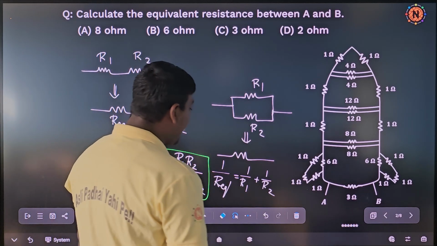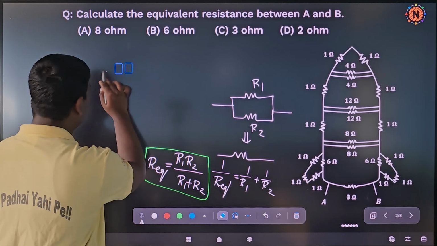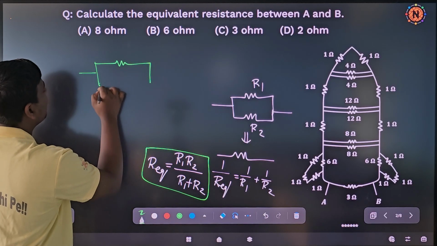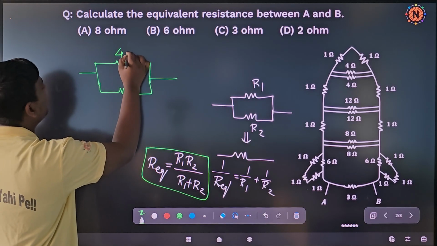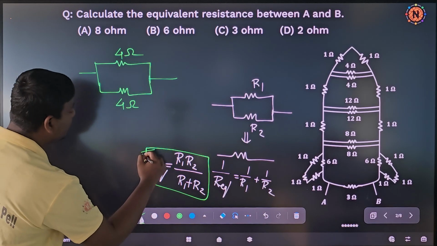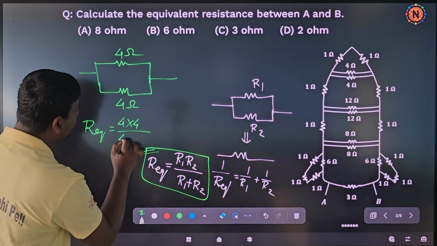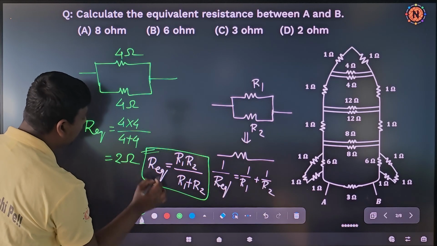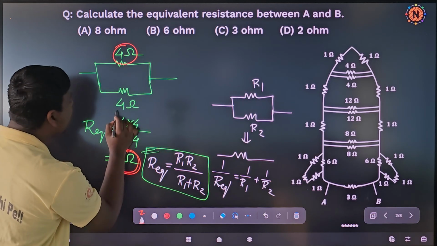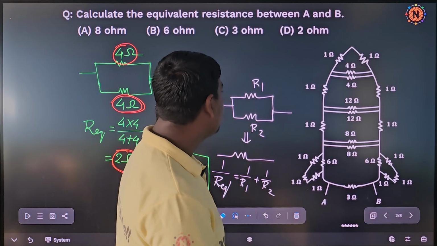Before solving this, let's do another trick. If two equal resistances are in parallel, let's say 4 ohm and 4 ohm, their equivalent resistance can be calculated by product divided by addition, 4 times 4 over 4 plus 4, and that is actually 2 ohm. We can see that the equivalent resistance becomes half of the individual value. If two equal resistances are in parallel, their equivalent resistance becomes half of the value. So we will use this concept.